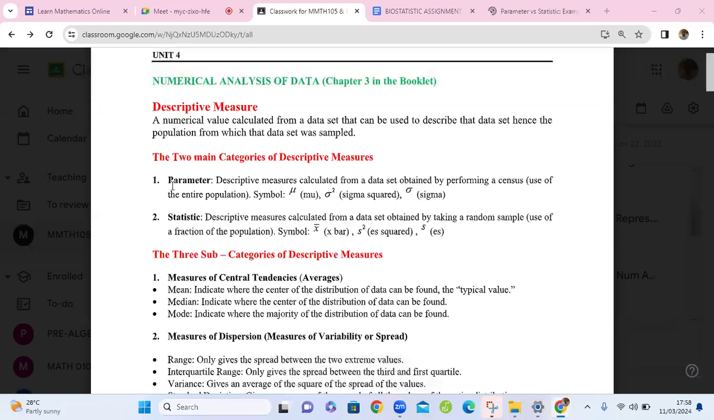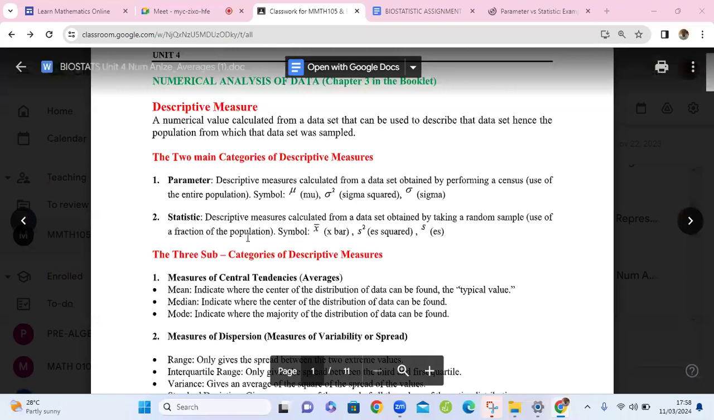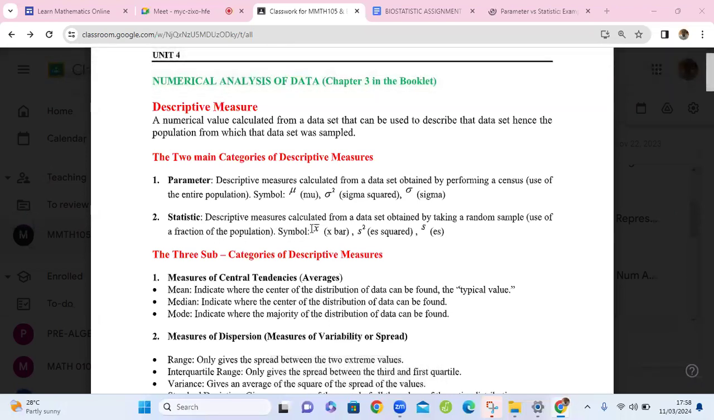So once you hear parameter, you have to think of the population. Examples of parameters are the population mean, represented by mu, the population variance, represented by sigma squared, and the population standard deviation, represented by sigma. Now, a statistic is a descriptive measure calculated from a data set obtained by taking a random sample. You are using a fraction of the population. So you have the sample mean, represented by x bar, the sample variance, s squared, and the sample standard deviation, s.